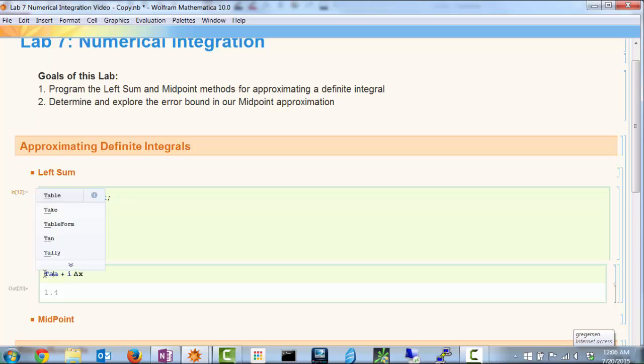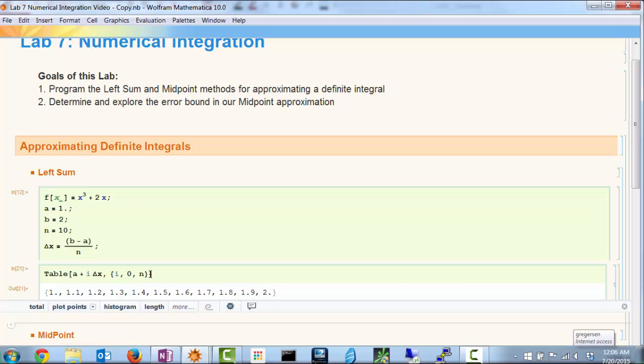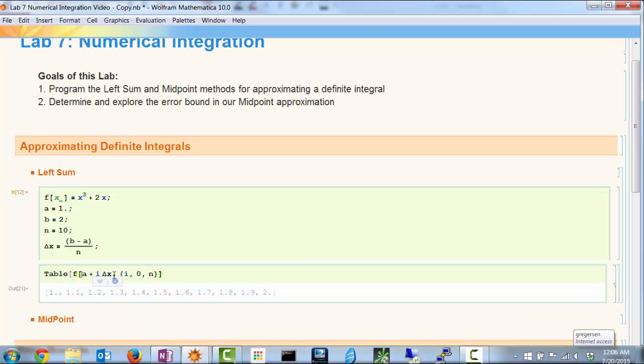I could see all of these by building a little table where I'm going to let i go from 0 to n, for instance. And sure enough, now I have all the different points along my interval. Now, of course, what I want to do is calculate the height at these different points. So that would be having my function evaluated at these x values, at these little x sub i's. That should give me the height at each of these endpoints. And then I want to take that times my delta x. And that should represent the area.